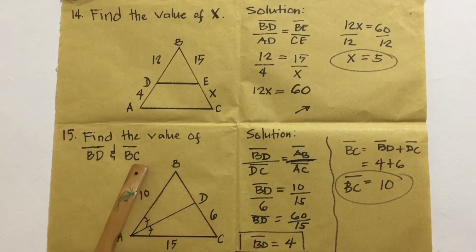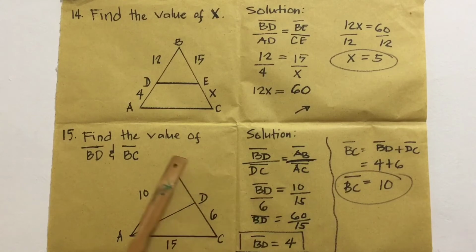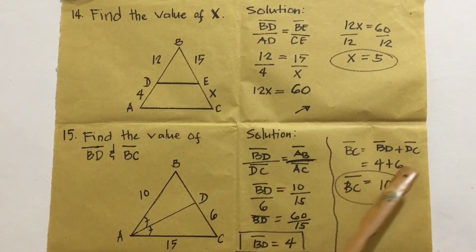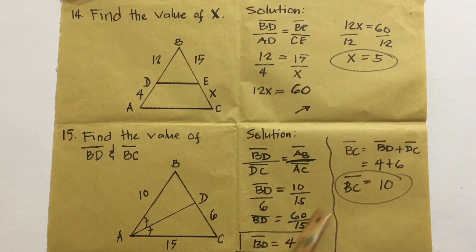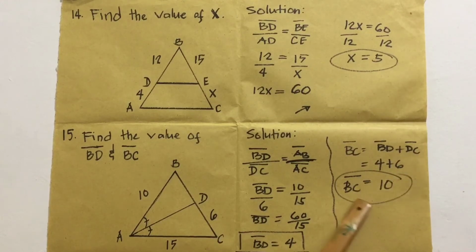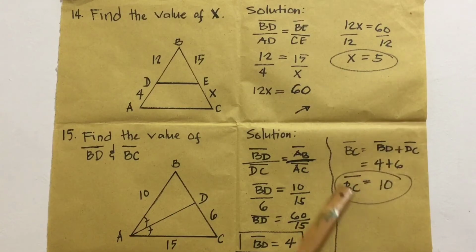And to find the segment BC, from here up to this point, we have segment BD plus segment DC. We're going to add, and the segment BD is 4 and the segment DC is 6. Then we're going to add for the segment BC. From here up to this point, we have 10.